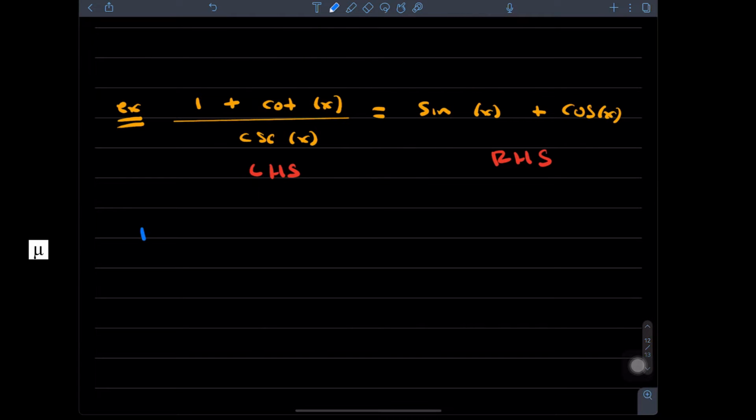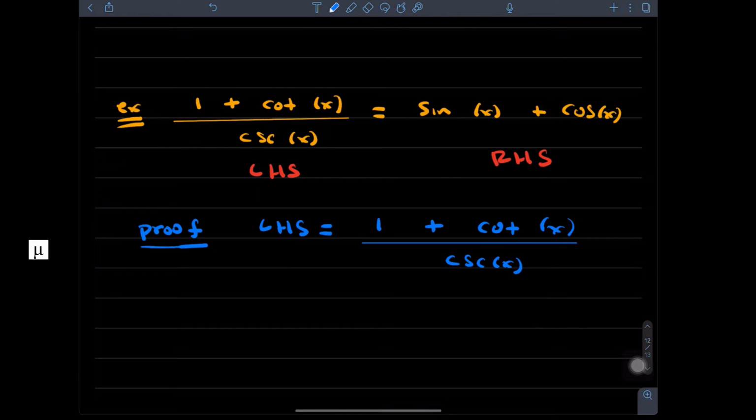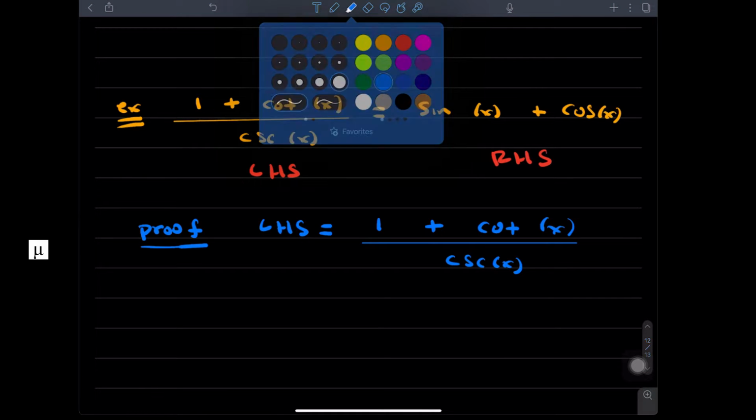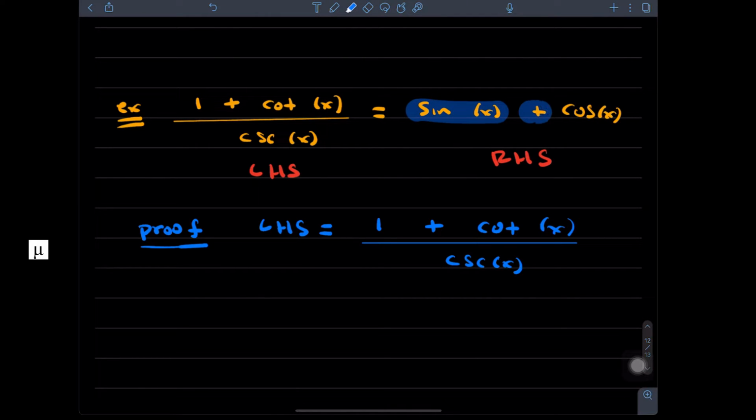So I'm going to start with the more difficult side. Remember, we were using these criteria. And we start by saying the left-hand side is 1 plus cotangent over cosecant. And I'm going to remark about the right-hand side. What do you guys notice on the right? This is a sum. Is that true? Sum of 2 terms? So I have a sum on the right, but I also have a sum on the left. So that gives me a little hint, a little clue.